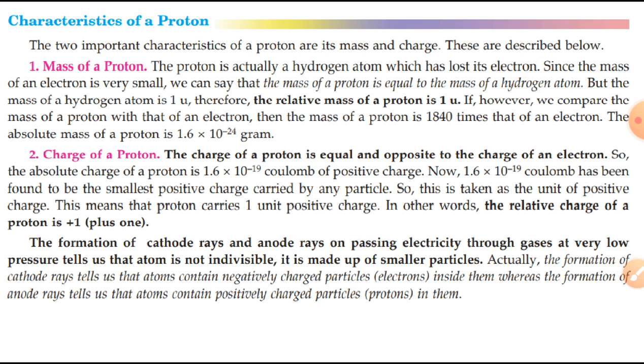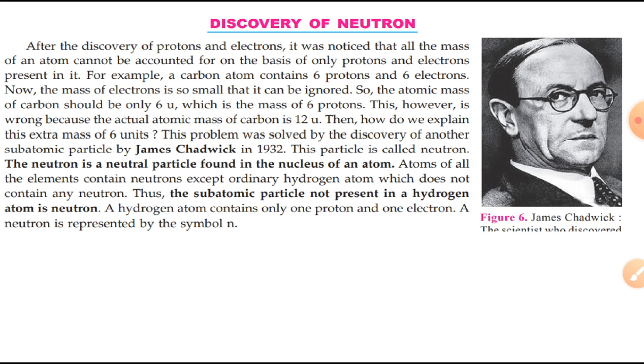Now, next, after the discovery of electron and then proton, the next subatomic particle which was discovered was the neutron. Students, when proton and electron were discovered, it was noticed that all the mass of an atom cannot be accounted for on the basis of only protons and electrons, because the mass of electrons is nearly equal to 0. That can be ignored.